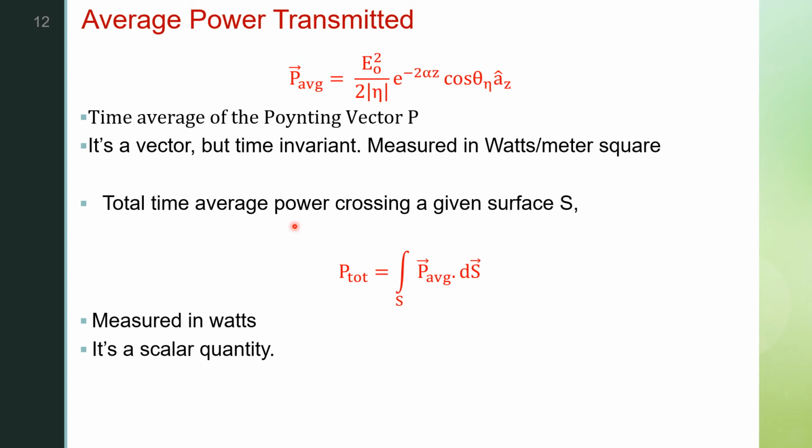If you take the integration over a given surface of this average vector, you will get the total power. That is the total time average power crossing a given surface, given by P is equal to the surface integral of P average dot dS, because P average gives the power per unit area. So when you integrate over the given surface, it gives the total time average power. Keep in mind the unit of total power is watts, and it is a scalar quantity.